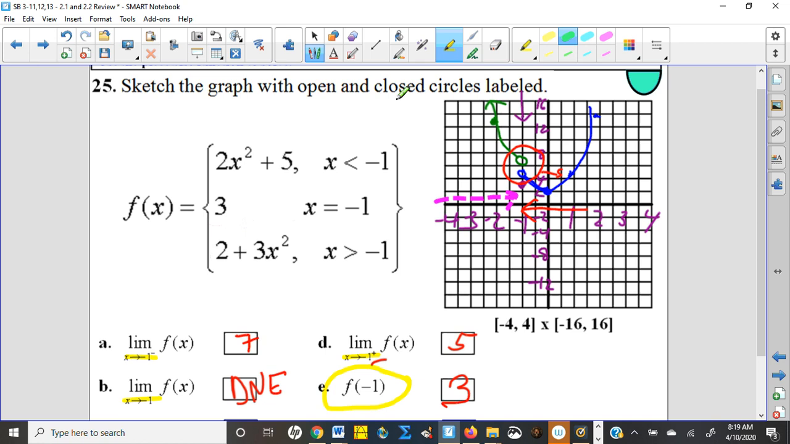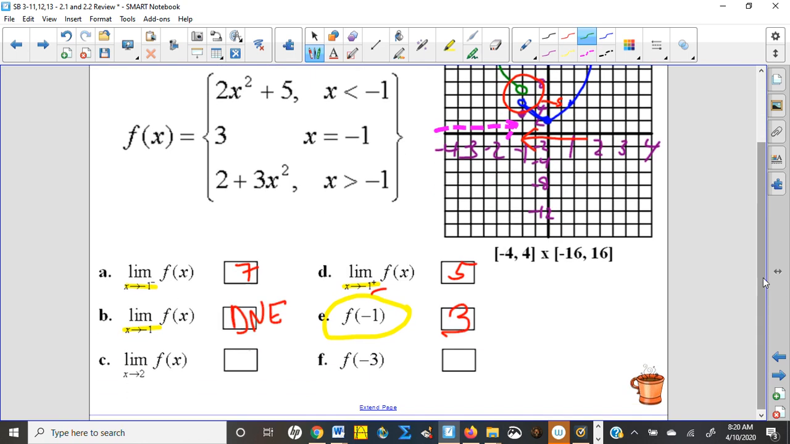So if I plug our value of interest into this part of the function, because we're looking at 2, and 2 is definitely bigger, right? 2 is greater than -1. Remember what we got? We got 2 squared is 4 times 3 is 12 plus 2 is 14.